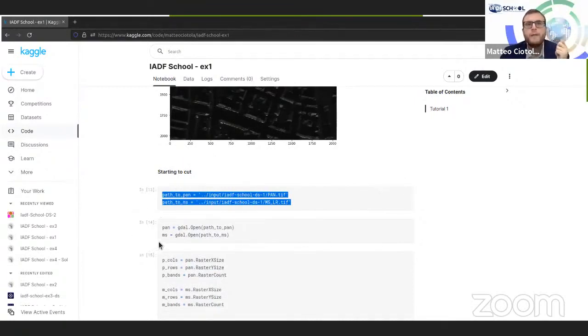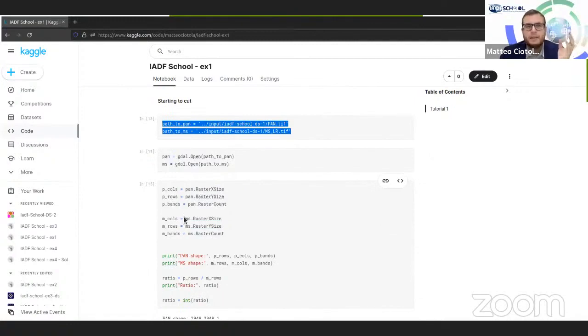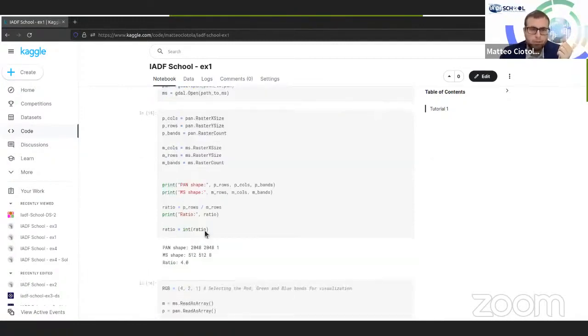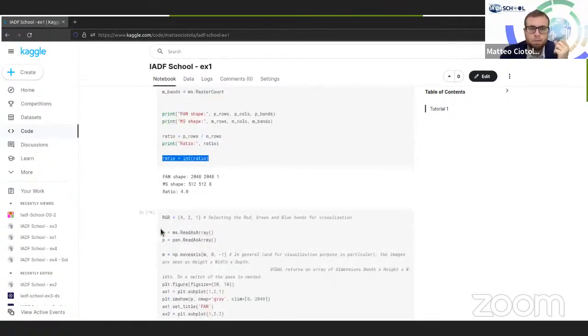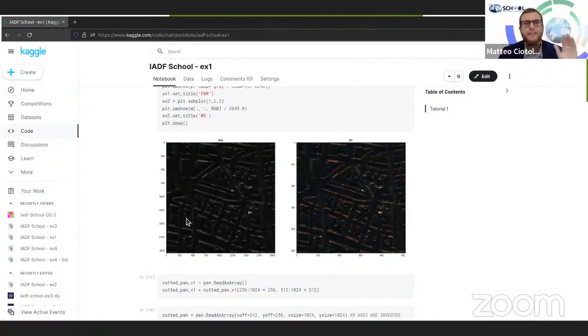Okay, so let's give to our code the paths of the panchromatic and the multispectral images, and let's open them. And let's check that we have chosen the right images, making some mathematical controls about particular ratio, and also visually inspecting them. Okay, they are correct, everything is fine.